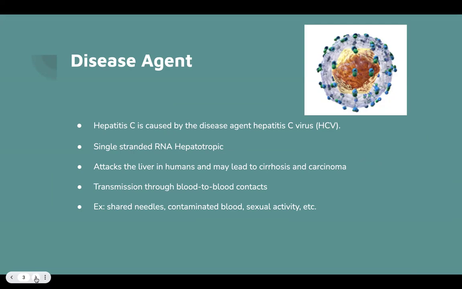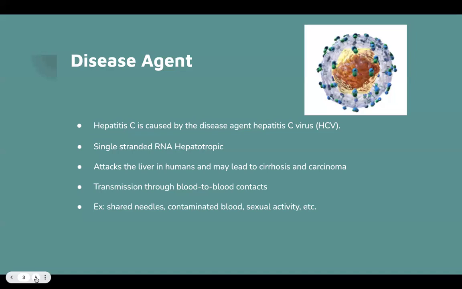The symptoms occur as acute or chronic infection, depending on the length of the symptoms. The mode of transmission is, again, through blood-to-blood contact. Some of those examples include shared needles, commonly in street drugs, and even in tattoo shops. Another one would be through contaminated blood when there are blood transfusions. However, contaminated blood is not as common because there are better screening processes now.